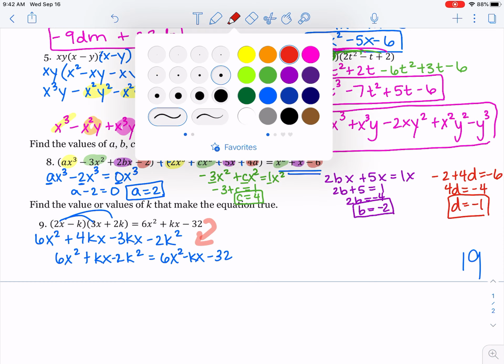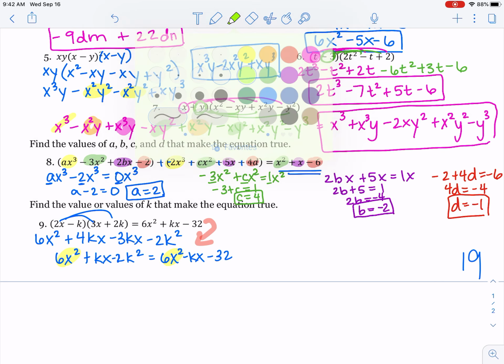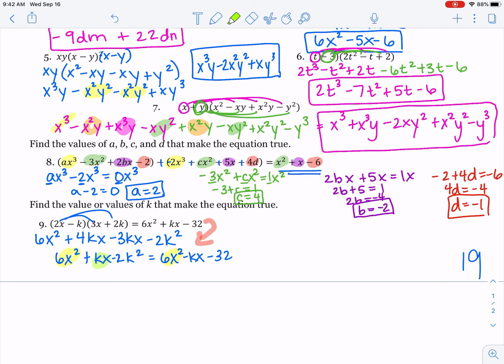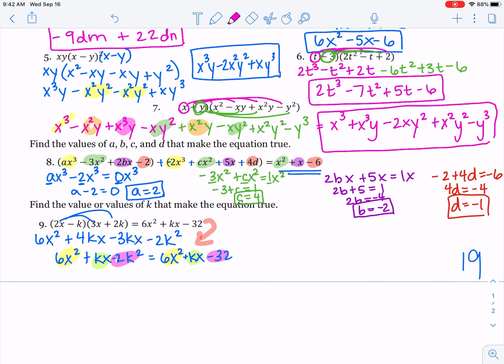So if I go piece by piece, 6x squared, so no issues there. Kx, oops, copied that wrong. Positive kx, so those are the same. But if I look at this last piece, in order for that statement to be true, those two pink, my negative 2k squared, and my negative 32 better end up being the same number. And that's the equation I'm going to use to solve for k.